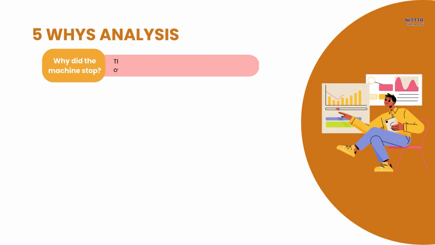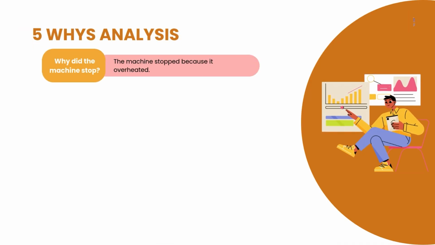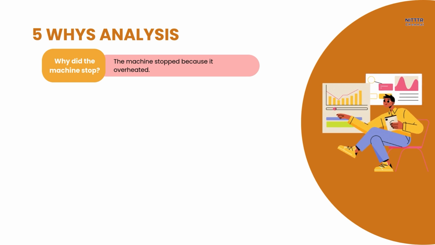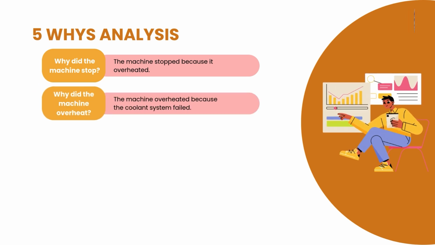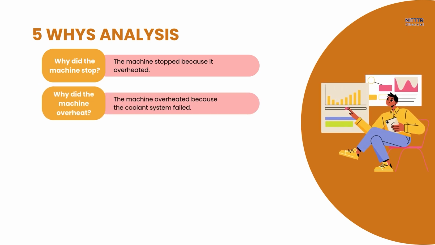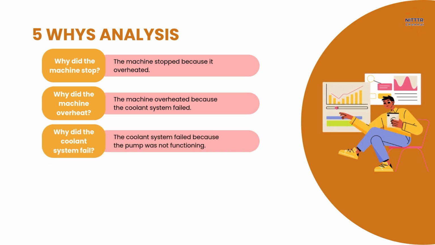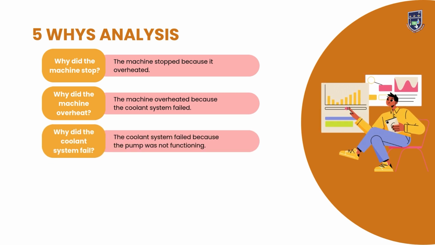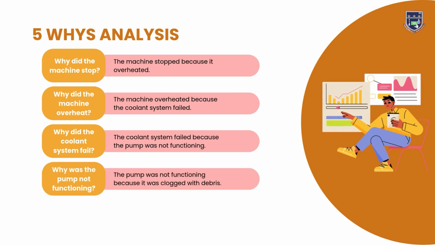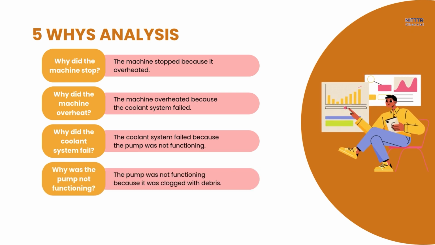Let us continue our 5 why analysis on a machine failure. Why did the machine stop? The machine stopped because it overheated. Why did the machine overheat? The machine overheated because the coolant system failed. Why did the coolant system fail? The coolant system failed because the pump was not functioning. Why was the pump not functioning? The pump was not functioning because it was clogged with debris.